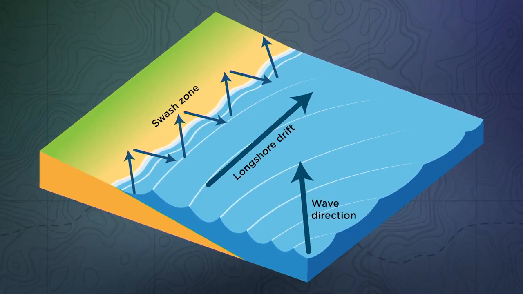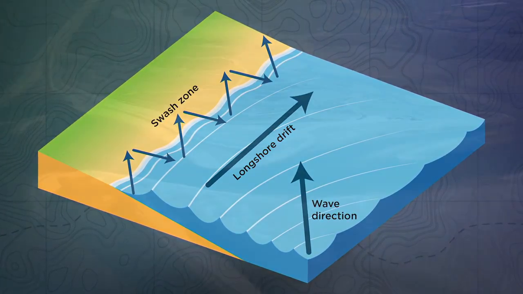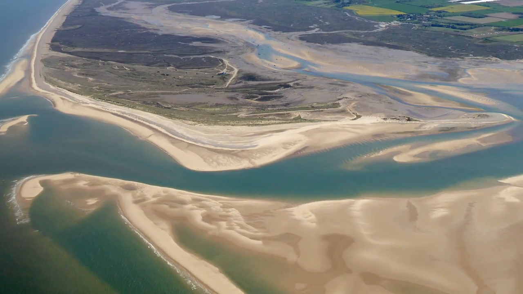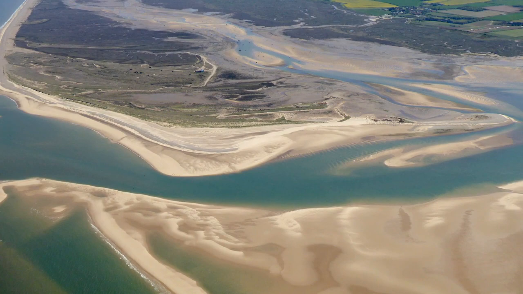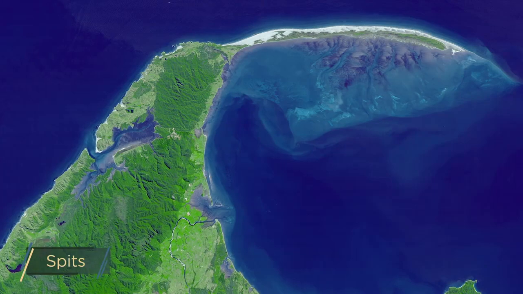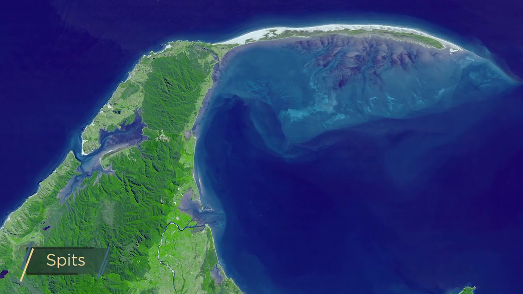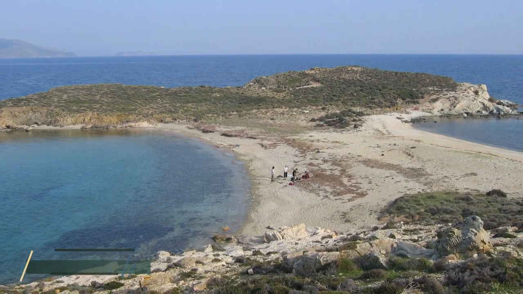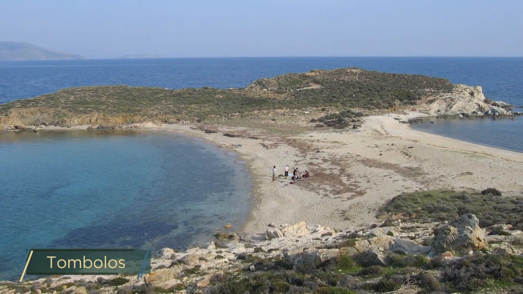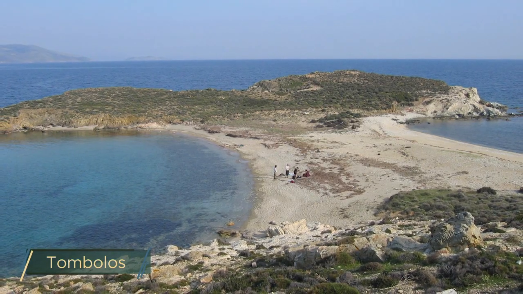If the transport of grains is unimpeded, longshore drift will generate incredibly interesting geologic features, like bars that block part of a waterway, spits that extend out into the sea and curl around, and a sandy kind of isthmus called tombolos. Some of these landforms are spectacular.